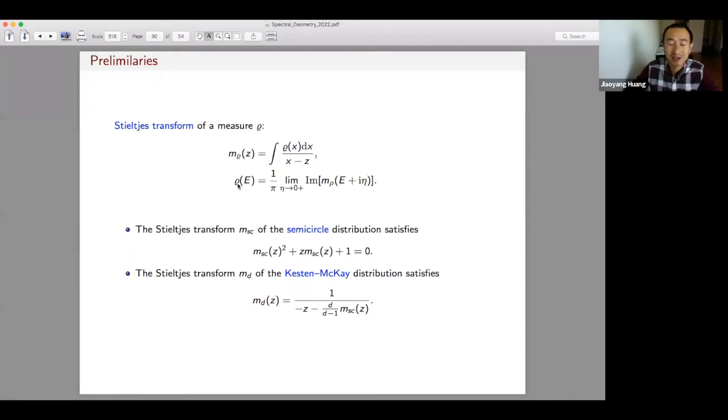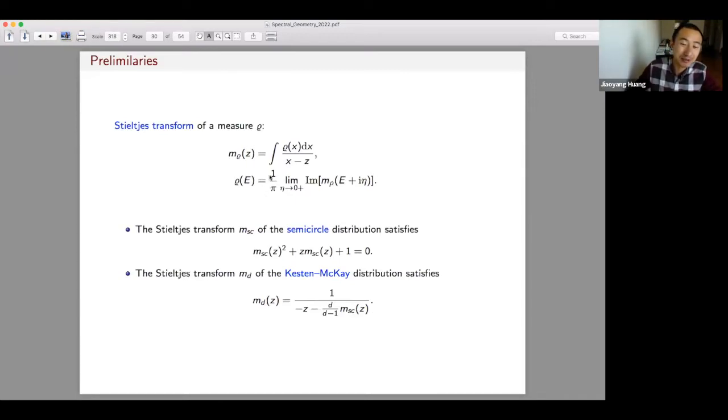A lot of measures which naturally arise from random matrix settings have Stieltjes transforms that satisfy some algebraic equation. For example, if you compute the Stieltjes transform of the semicircle distribution, m_sc, it satisfies this quadratic equation: m squared plus z m plus 1 equals 0. And another one, related to d-regular graphs, is the Kesten-McKay distribution with degree d. If you compute its Stieltjes transform, denoted by m_d, then it satisfies m_d equals 1 over minus z minus d over d minus 1 times m_sc. There's some algebraic relation between m_d and m_sc.